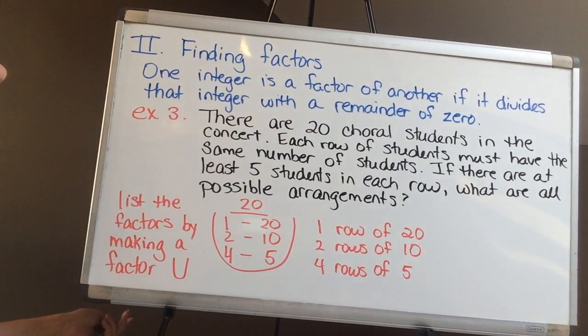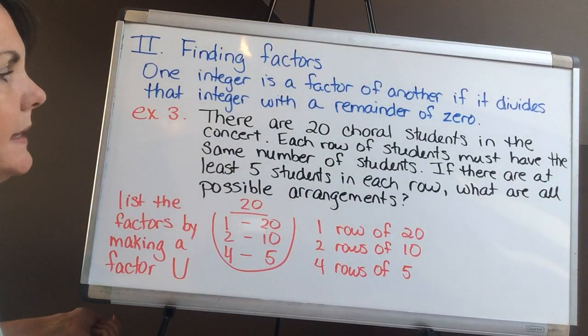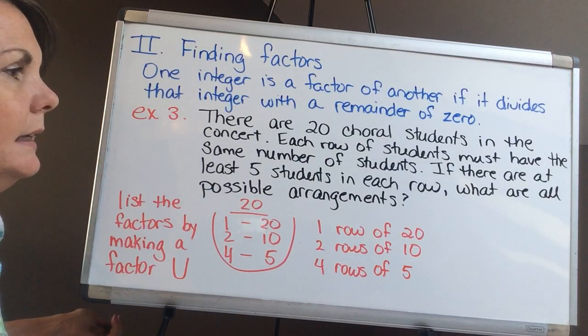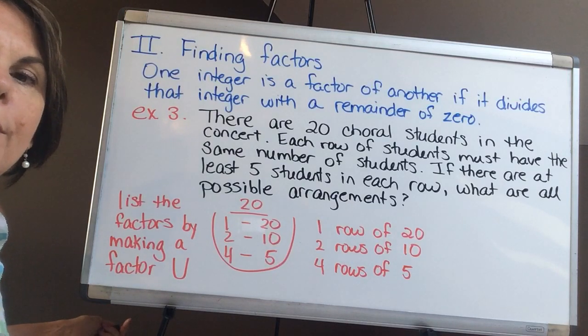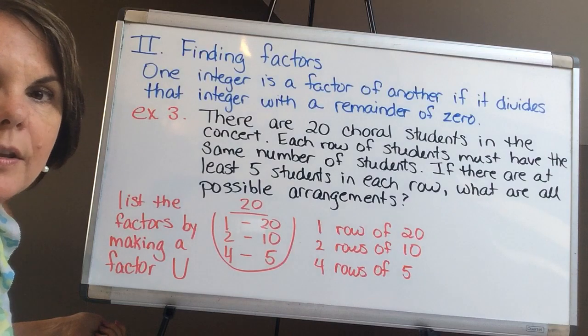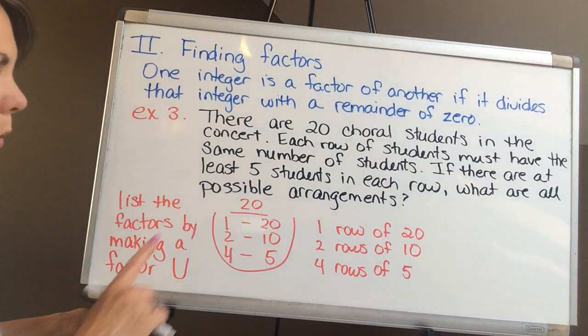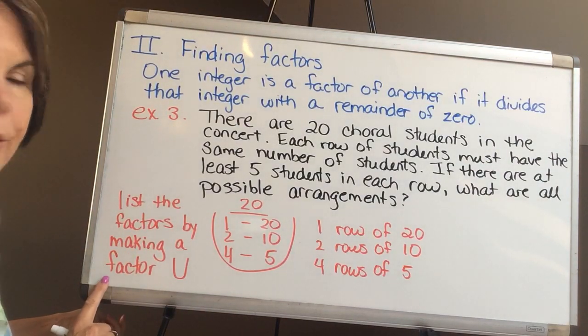Okay, so let's take a look at example 3. There are 20 choral students in the concert. Each row of students must have the same number of students. If there are at least 5 students in each row, what are all the possible arrangements? We are talking about what factors can we make out of the number 20. And we've done this before. We make what I call a factor U.